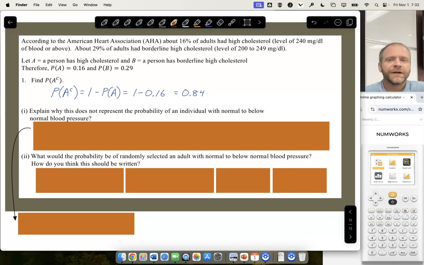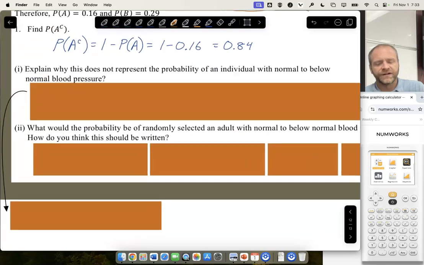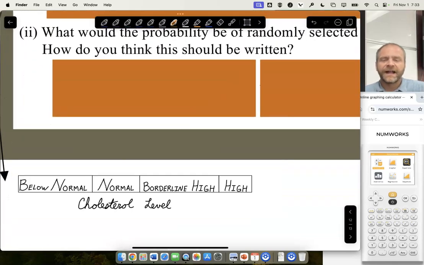Explain why this does not represent the probability of an individual with normal to below normal cholesterol levels. Why doesn't it? If A is the probability of somebody having high cholesterol, A complement is the probability of somebody not having high cholesterol. So why does this not represent somebody having normal to below normal cholesterol levels? It's really because of event B. If I were to make a little picture to help me out, I could have below normal cholesterol level, normal cholesterol level. Event B said borderline high cholesterol. Event A was high cholesterol.